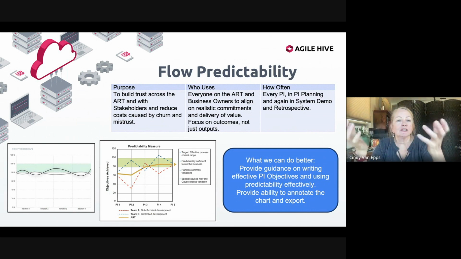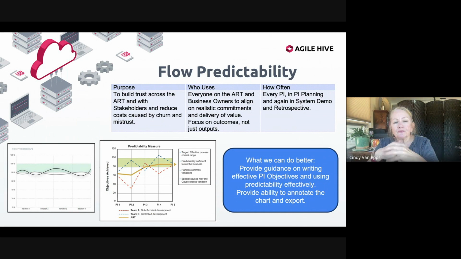What I do with every customer that I coach on SAFe is let's give them more guidance on writing effective PI objectives and using predictability effectively. Because without that, seeing this chart may not really do them any good.